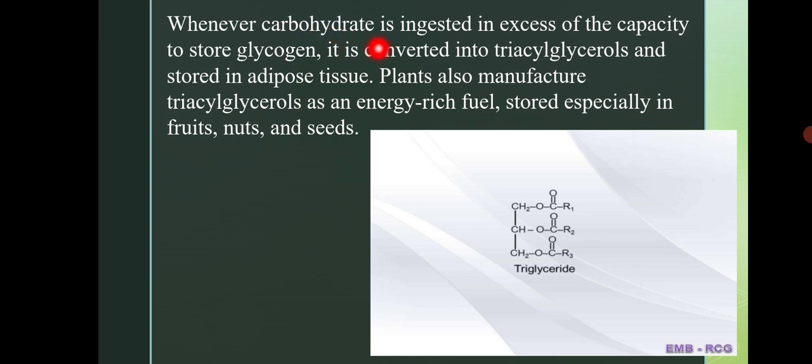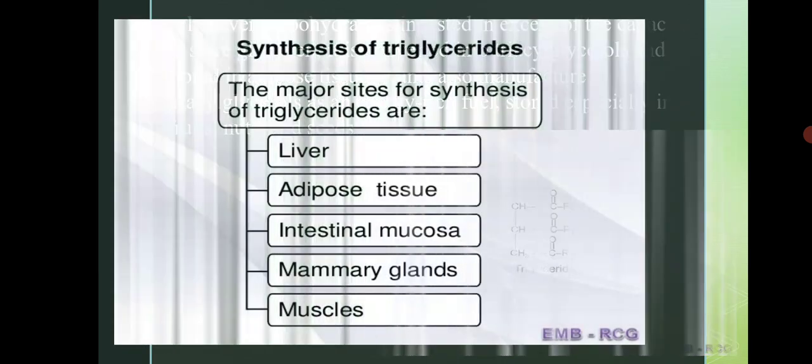Now here, whenever carbohydrate is ingested in a large amount to store the glycogen, it is converted into triacylglycerols and then stored in the adipose tissue. Means what? We know glucose is stored in the form of glycogen, and further it is converted into triacylglycerol that is stored in the adipose tissue. Even plants manufacture triacylglycerol as an energy rich fuel. Triacylglycerols are stored in fruits, nuts and seeds.